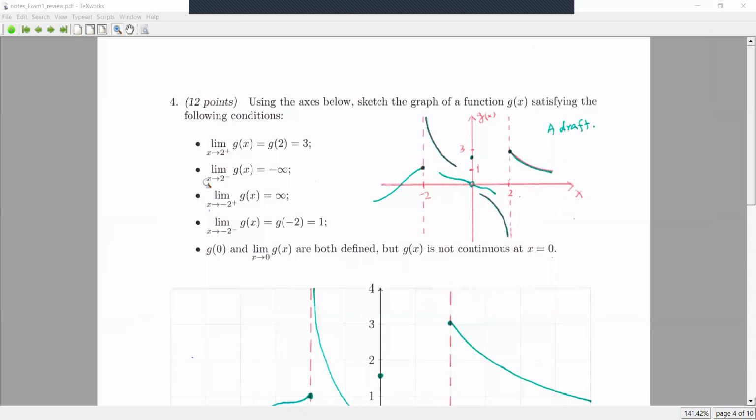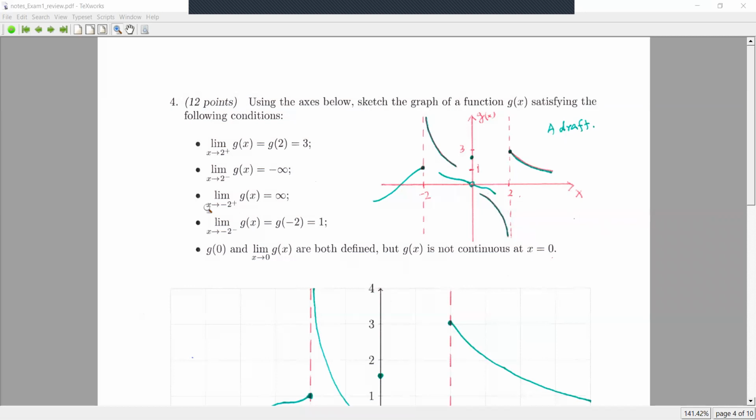Condition 2. As x approaches 2 from the left, function approaches negative infinity. On the left side of point 2, I draw a curve. The curve goes down to negative infinity. This vertical line is a vertical asymptote.